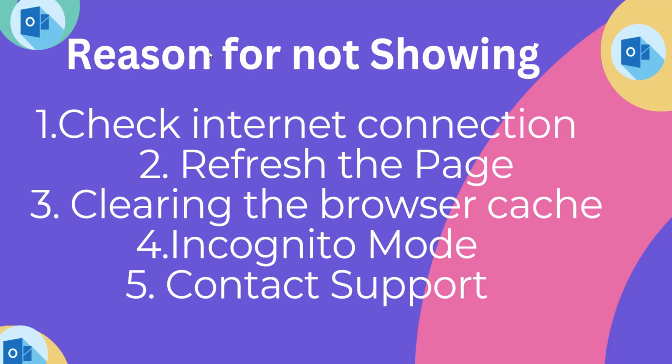Next, refresh the page. Sometimes refreshing your web page can resolve the attachment issue. Clearing the browser cache. Once you clear the browser cache and reopen Outlook, the problem will sometimes be fixed. Then open the window in incognito mode so that it will temporarily remove any extensions or any cache, so there might be a chance the attachment becomes visible. Next, if none of the above points help, you can reach out to contact support to help fix the issue. Let's get started.